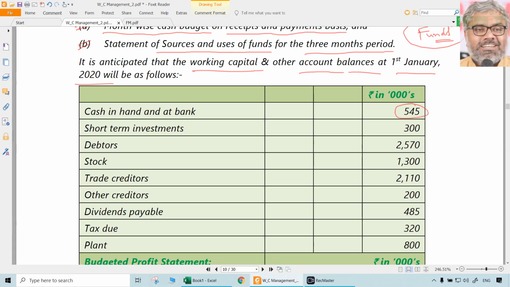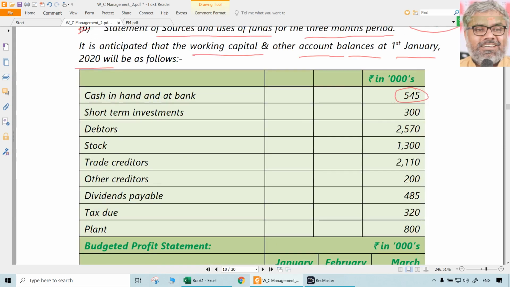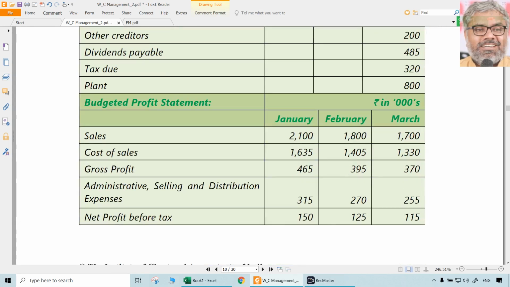Next, other balances are given: short-term investments, debtors, stock, creditors, trade creditors and other creditors. Dividends payable was 485, tax due was 320, plant was 800. These are the various balance sheet items, all of them balance sheet items on 1st January 2020. Now, a budgeted profit statement is given for the 3 months we are preparing, January, February and March.